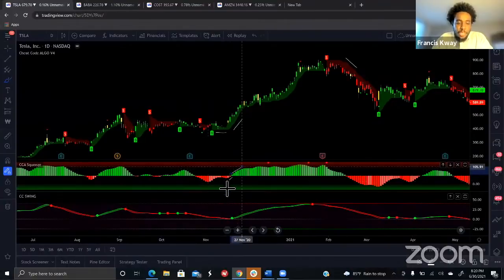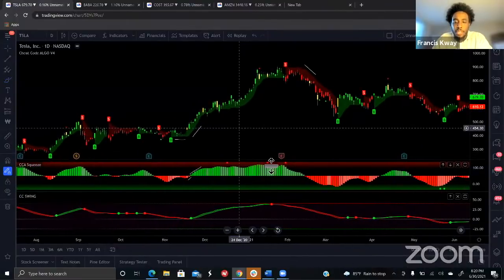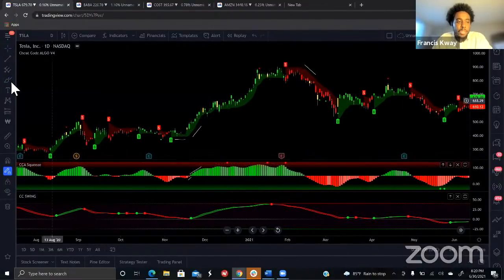So with the CCA squeeze, you also have two clouds here as well. You have this green cloud to the bottom and this red cloud to the top. As these bars start nearing this red zone to the top, this is starting to tell you that this stock is running hot, right? That this is basically getting into overbought territory. And once you're here in overbought territory, you want to start keeping an eye out for a potential reversal.